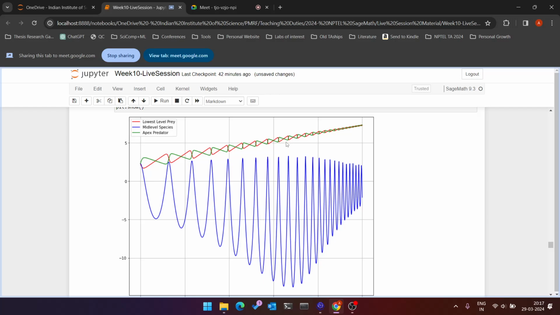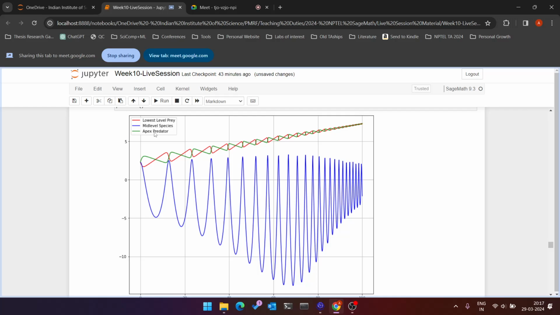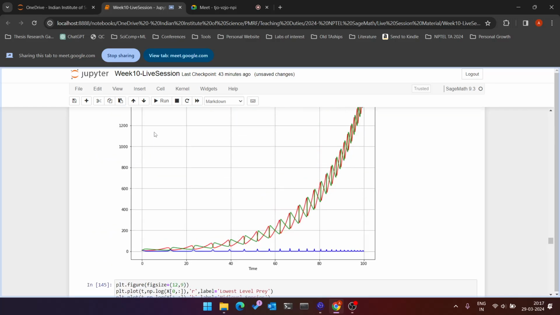Firstly, the period size seems to be shrinking for all the species. Secondly, the average slope of the log plot seems to be constant, which means that beyond a certain point, you may be able to approximate the lowest level as well as the apex predators' population as something of the form e raised to a1 t and e raised to a2 t, or e raised to kt rather.